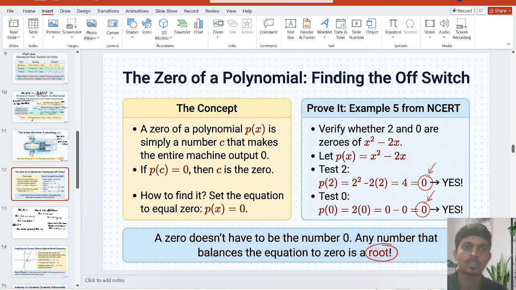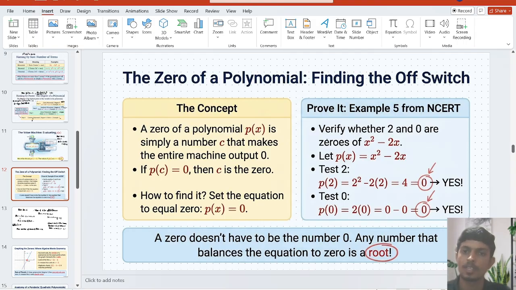So let's begin. The zero of a polynomial, finding the off switch, means P(x) is equal to 0 at which point? A zero of polynomial P(x) is simply a number c that makes the entire machine output 0. If P(c) is equal to 0, then c is the zero. How to find it? Set the equation equal to 0, as I told you previously. P(x) equal to 0.